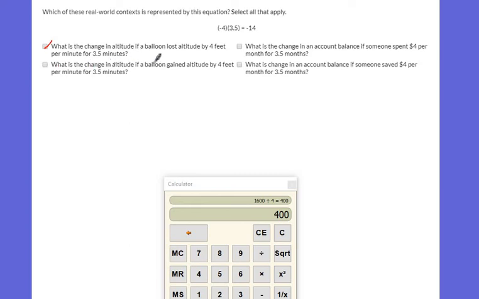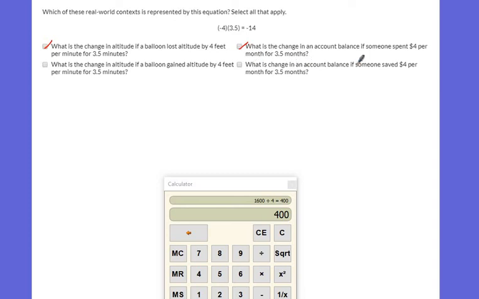So that looks like it works out pretty well. What is the change in altitude of the balloon? Gained 4 yards. Gained is positive 4. Nope, that can't work there. What is the change in the account balance if someone spent $4? Spent is represented by a -4, so that matches up. Per month for 3.5 months. 3.5 is positive, so that matches up, so that one looks good.